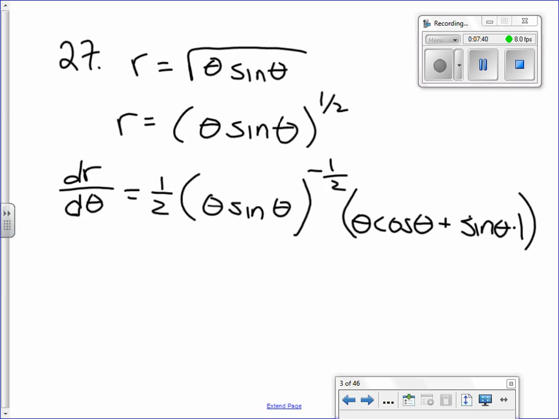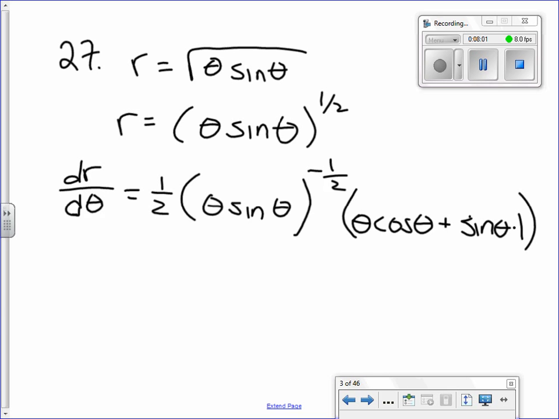If you look it up in the back of the book, instead of having this sine theta to the negative one half, they might just have a square root of it in the denominator. Theta is the variable we use a lot of times for angles. There's nothing wrong with theta. It's a Greek letter. Alpha's a good one.